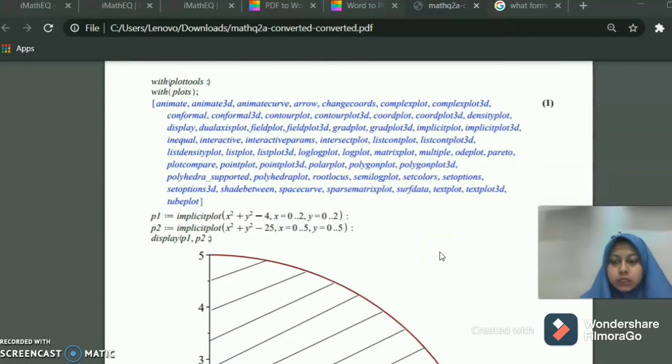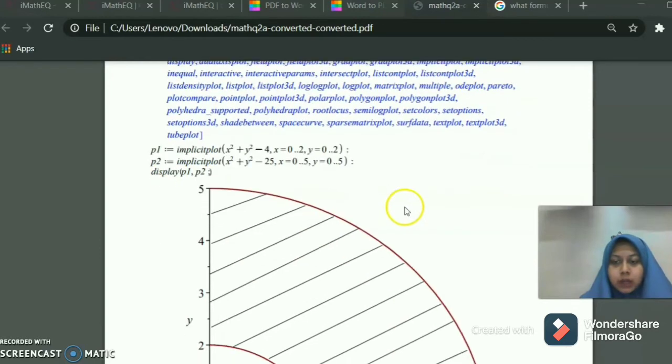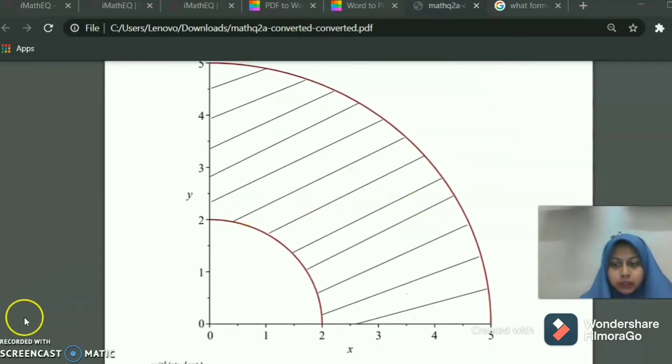So this is the simulation for question 2a. The question asks us to sketch the region bounded by the equation for the first quadrant. So this is the equation given. By this equation, we can get the radius is 2 and the second radius is 5. Then we can plot on the graph. So this is the area bounded.